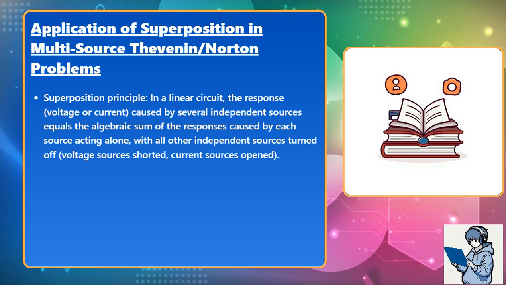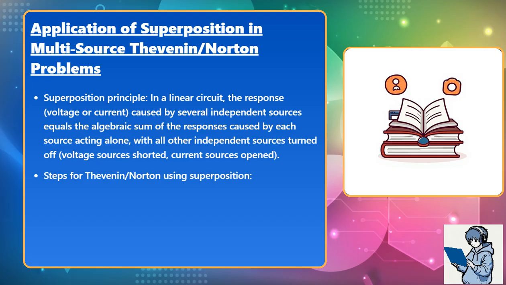Superposition principle. In a linear circuit, the response voltage or current caused by several independent sources equals the algebraic sum of the responses caused by each source acting alone, with all other independent sources turned off: voltage sources shorted, current sources opened.